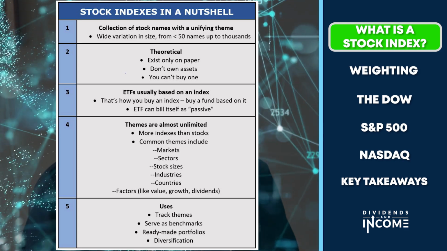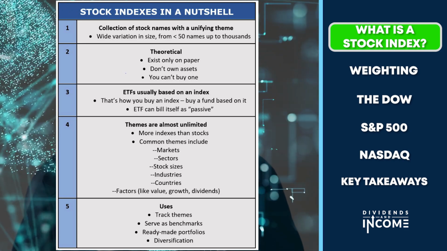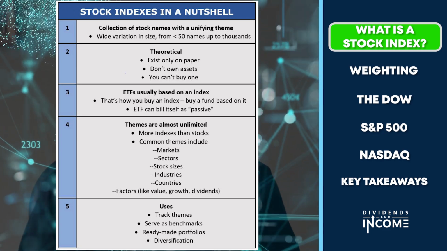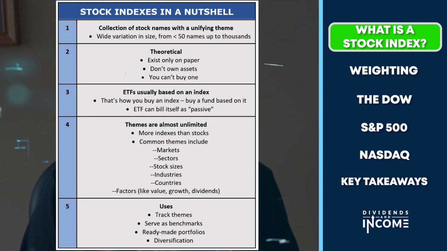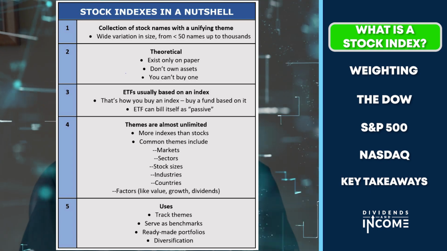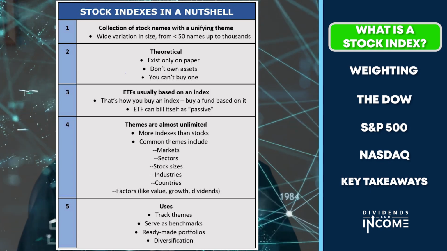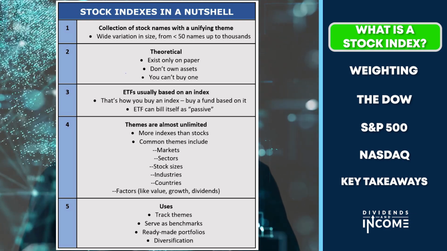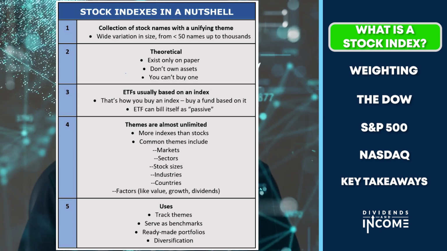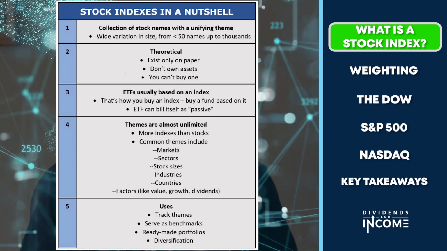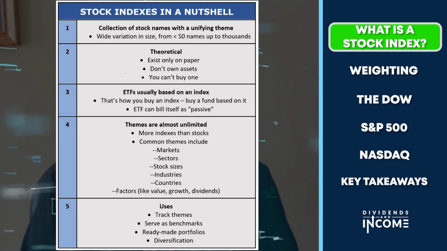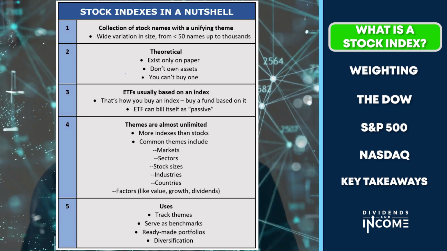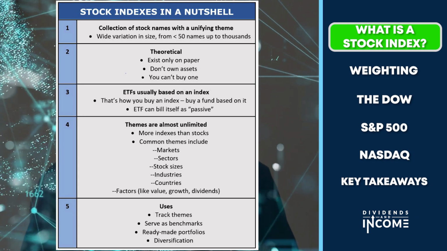Finally, the uses of indexes: they allow any of us to track the themes around which the index is based. They serve as benchmarks, and the three we're going to talk about today are widely used benchmarks for the health and activities of the United States stock markets. They provide ready-made portfolios. If you buy one as an ETF, you get all the stocks in the index. The ETF has already bought them for you. And because they can hold many stocks, an ETF purchase based on an index can provide you with instant diversification in your investing that you would take a long time to achieve by buying individual stocks one at a time.